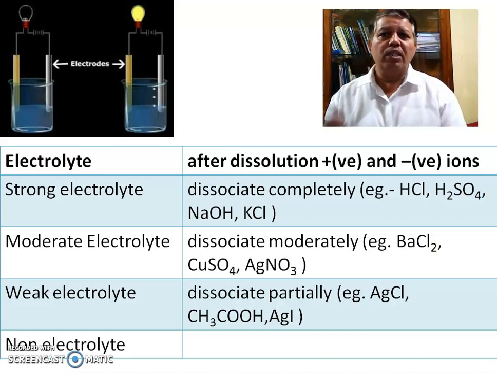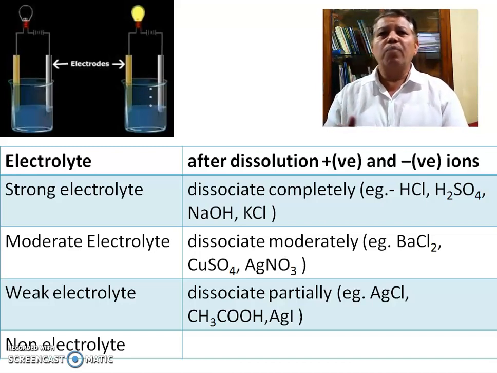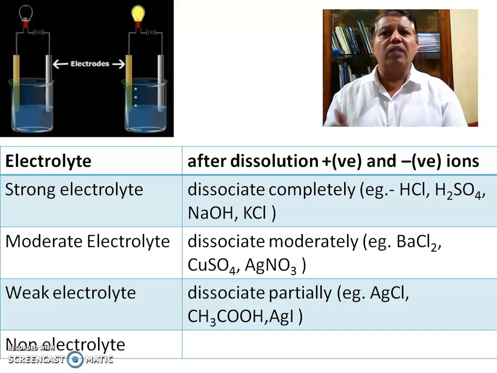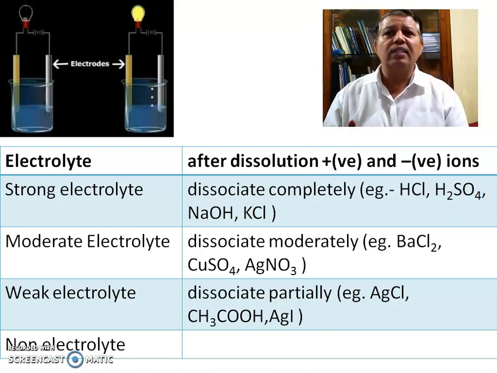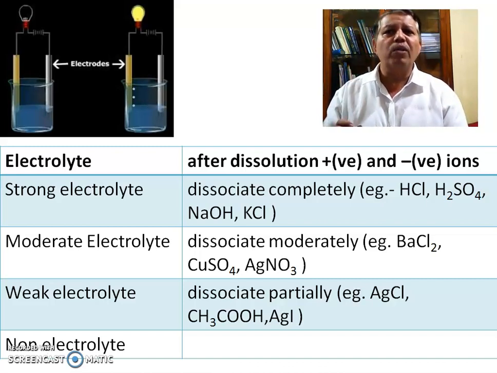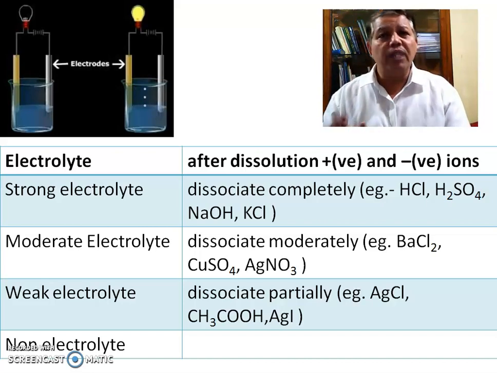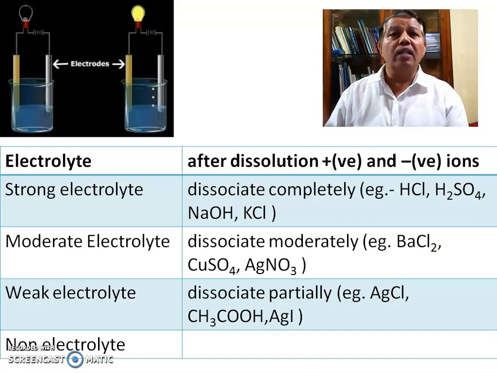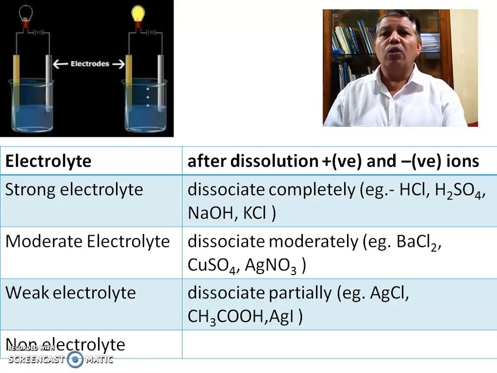Some electrolytes like copper sulfate, silver nitrate and barium chloride moderately dissociate, and therefore are called moderate electrolytes. Electrolytes like silver chloride, acetic acid, silver iodide, when dissolved in water, only a very small amount of the compound gets ionized, that is, they dissociate very partially, and are called weak electrolytes. Some compounds like sugar molecules dissolve in water, but ions are not formed, and therefore they are called non-electrolytes.